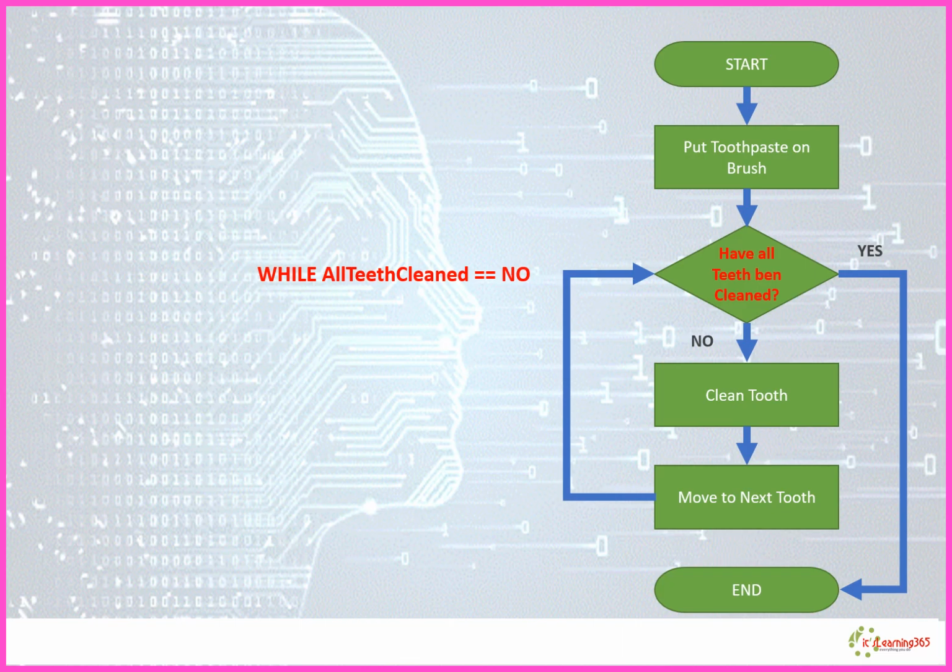This is just like in selection that we looked at in the previous lesson. The answer to this question, have all my teeth been cleaned, is either yes or no. In effect, what we're doing in our code is creating what's called a while loop. And we're saying while all the teeth cleaned is no, then there's going to be some steps to repeat.